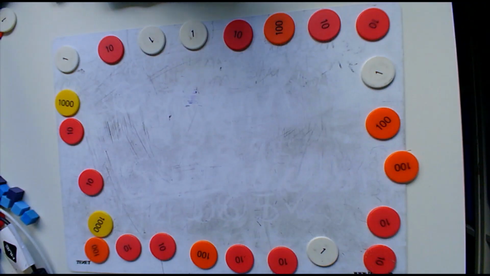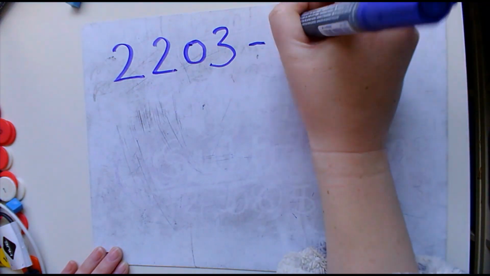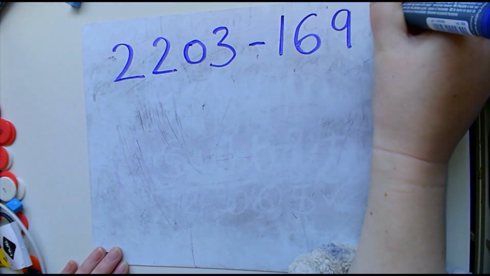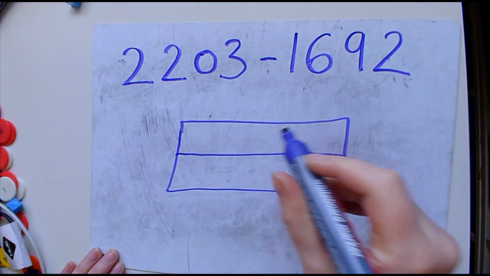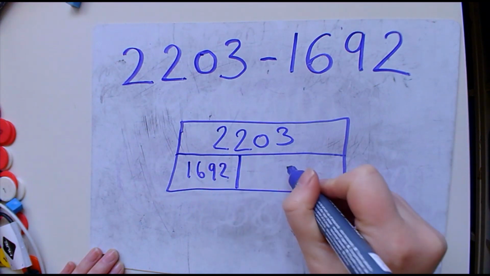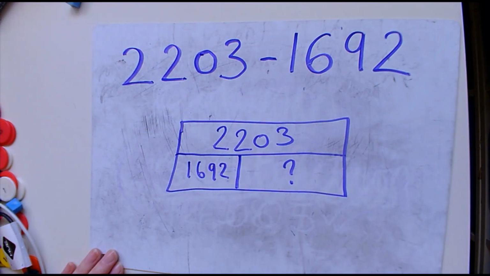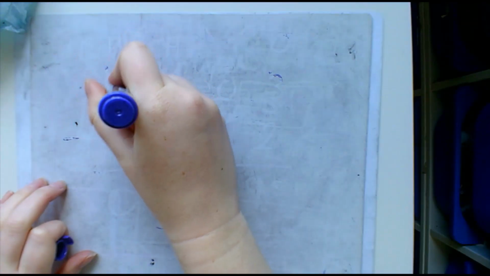Today we're going to be doing column subtraction with exchanging. So our question is 2,203 subtract 1,692. And if we put it in a bar model, the top bit is the total, so that's 2,203. And then we've got one part, 1,692, and we're trying to find the missing part. So here's how we do it.